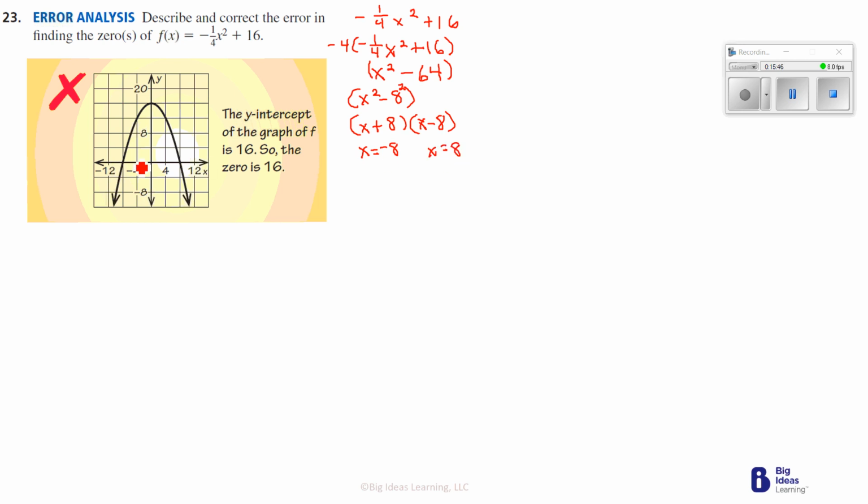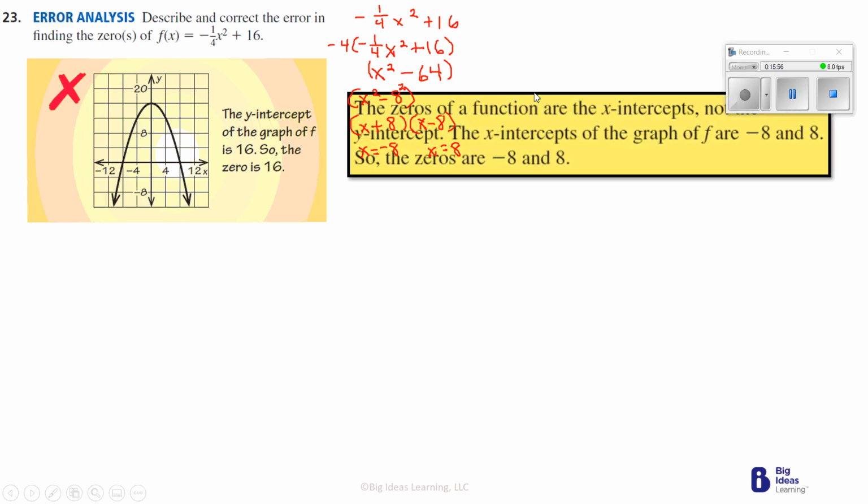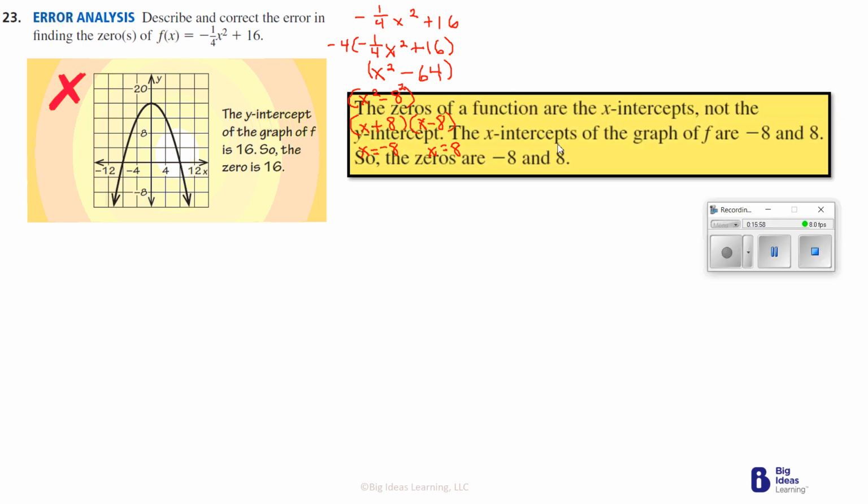Let's see how that worked out. And as you can see, this is 4 and 12, so in between there has to be 8. Negative 8 and positive 8 were correct. So the answer is, and I'm just going to move this out of the way and erase right there. The x-intercepts of the graph are negative 8 and positive 8. So the zeros are negative 8 and positive 8. So yeah, he had the wrong zeros.